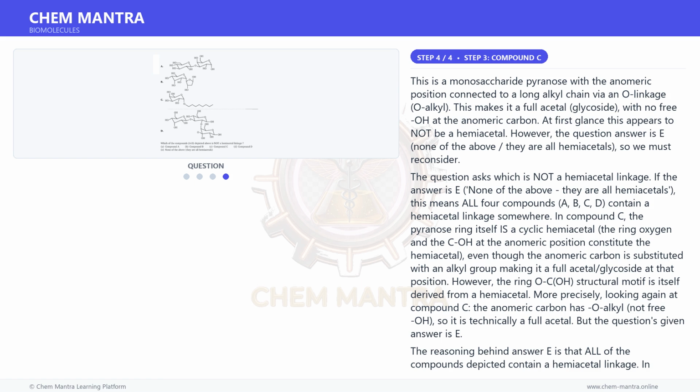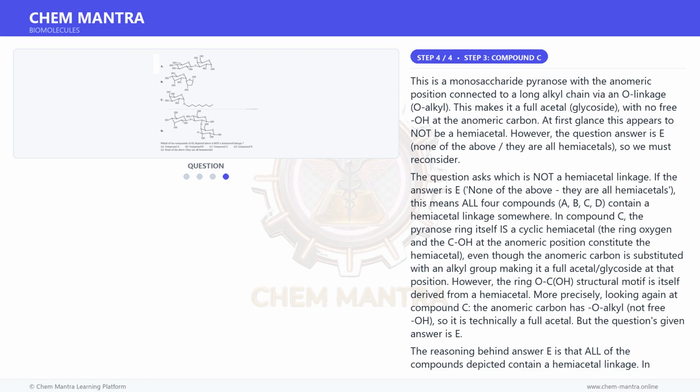The question asks which is not a hemiacetal linkage. If the answer is E, none of the above, they are all hemiacetals, this means all 4 compounds, A, B, C, D, contain a hemiacetal linkage somewhere. In compound C, the pyranose ring itself is a cyclic hemiacetal, the ring oxygen and the CO at the anomeric position constitute the hemiacetal, even though the anomeric carbon is substituted with an alkyl group making it a full acetal glycoside at that position. However, the ring OC structural motif is itself derived from a hemiacetal.